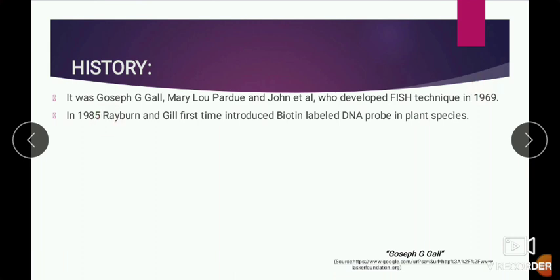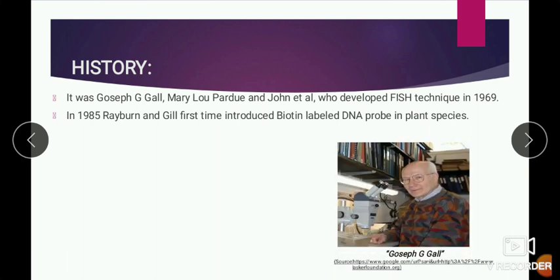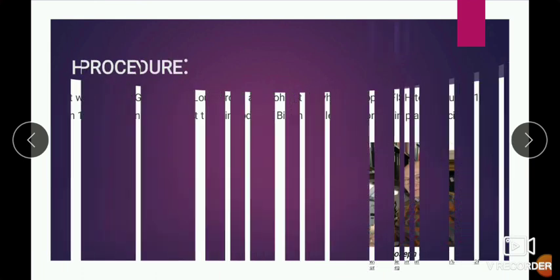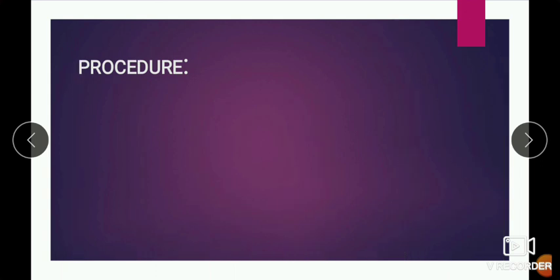In 1985, Freyburn and Gill for the first time introduced a biotin-labeled DNA probe in plant species. The experiment performed by J. Gall and Mary Lou Pardue was the one in which they tagged ribosomal RNA probes to visualize ribosomal RNA encoding genes in Xenopus laevis oocytes. And it was the major experiment in the development of FISH technology.